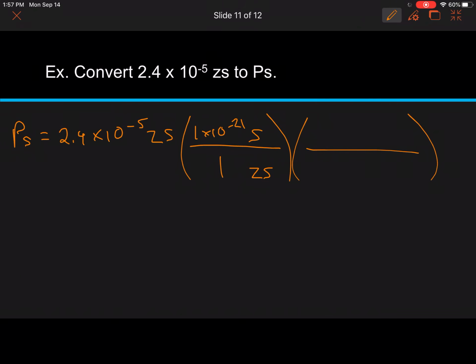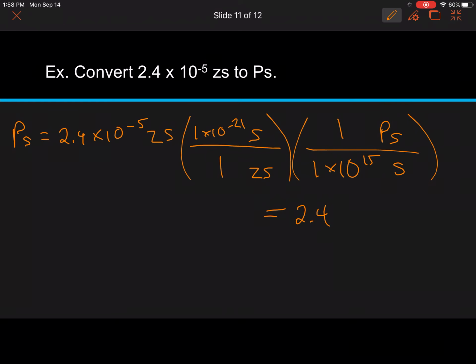Now, if I stop the problem right now, I'd be in seconds because the zeptoseconds canceled. But I don't want that. I want to get to petaseconds. So I want seconds to cancel, and I want petaseconds to stay. So that goes on top. So 1 petasecond, using the chart, is going to be 1 times 10 to the 15th seconds. And again, these numbers, those conversion factors, come from that chart I gave you. So now, looking at this, I can just do the math using my exponent laws. They're all 1, so that's why I can keep that 2.4.